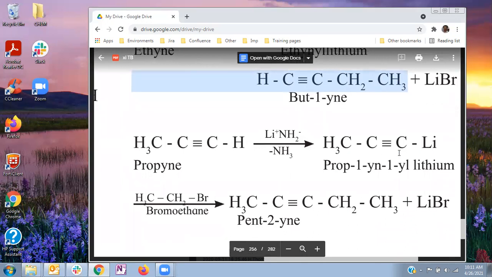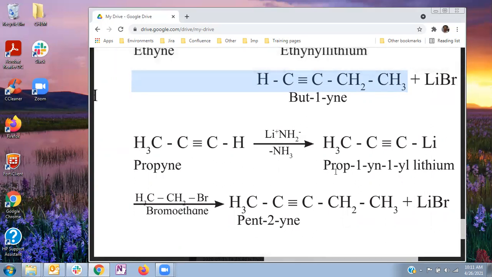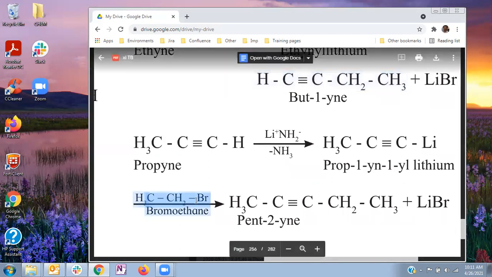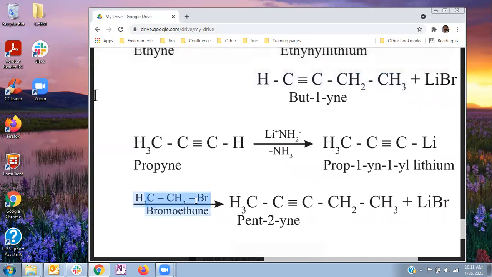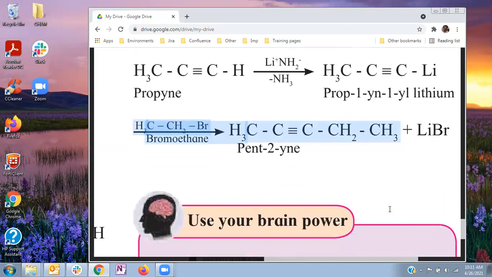One more example of this type: CH3C triple bond CH is propyne. When treated with LiNH2, that is lithium amide, it gives CH3C triple bond C Li, prop-1-yn-1-yl lithium. When treated with bromoethane, that is CH3CH2Br, it gives CH3C triple bond C CH2CH3. It is pent-2-yne plus lithium bromide.